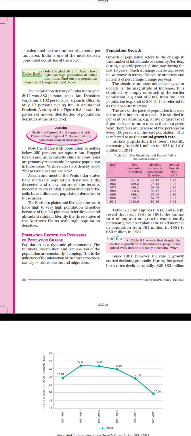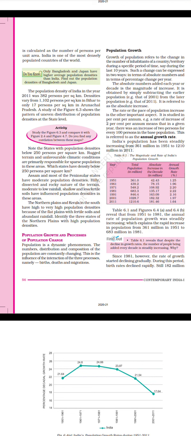The population density of India in the year 2011 was 382 persons per square kilometer. Densities vary from 1,102 persons per square kilometer in Bihar to only 17 persons per square kilometer in Arunachal Pradesh. A study of Figure 6.3 shows the pattern of uneven distribution of population densities at the state level. Activity: study Figure 6.3 and compare it with Figure 2.4 and Figure 4.7. Do you find any correlation between these maps?